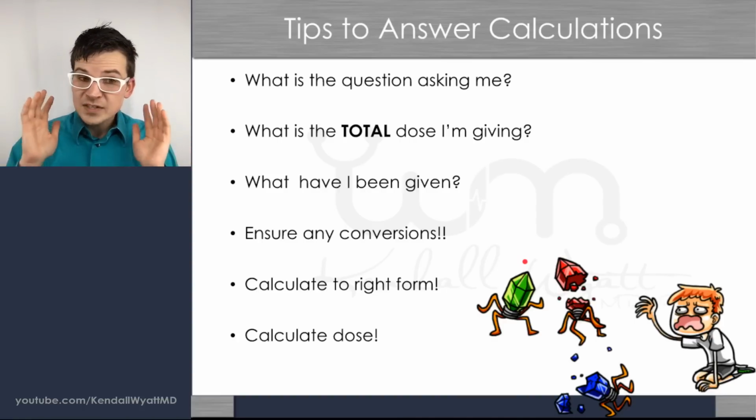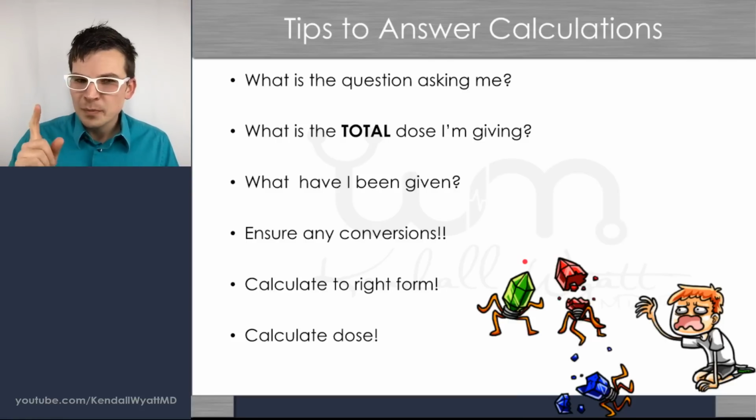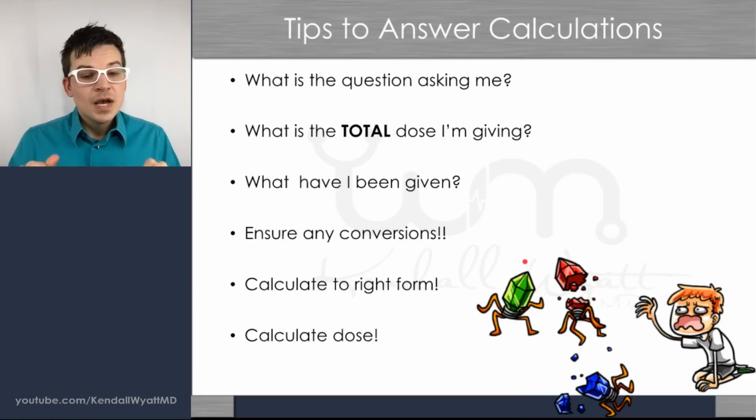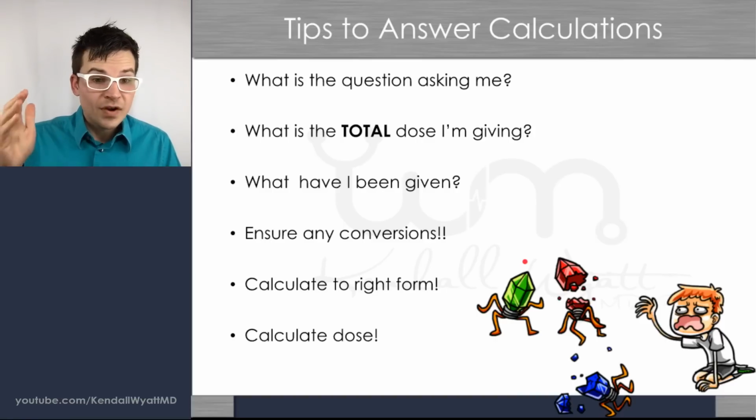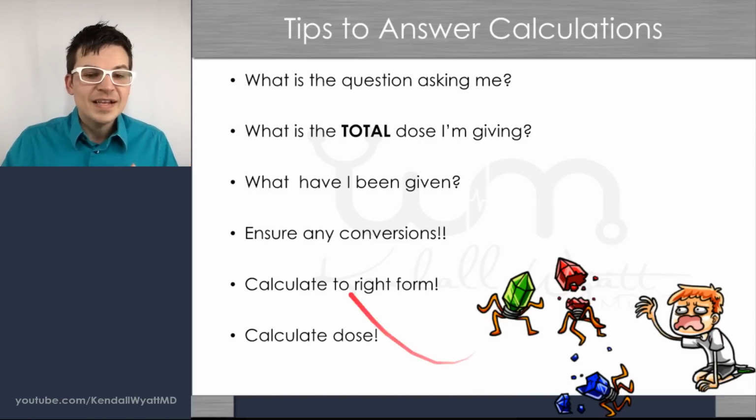In general, this applies for all pharmacology math. You really got to say, what's the question asking me? What is the question asking me to do? Don't forget that. What's the total dose that I'm supposed to give? What have I been given? Don't miss that. And of course, make sure you convert everything to whatever they're asking you to give, and then calculate to that form, and then calculate the dose.